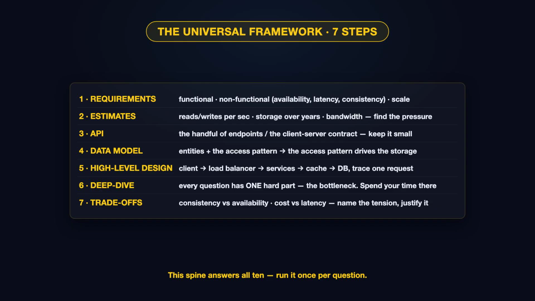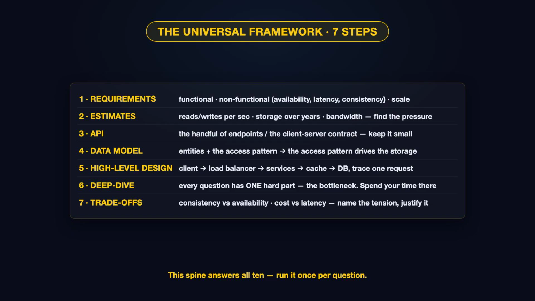Step 4, the data model. What are the entities, and, more importantly, what is the access pattern? The way data is read and written is what drives your choice of storage, not the other way around. Step 5, the high-level design. Draw the boxes: client, load balancer, services, cache, database, and trace one request all the way through them.